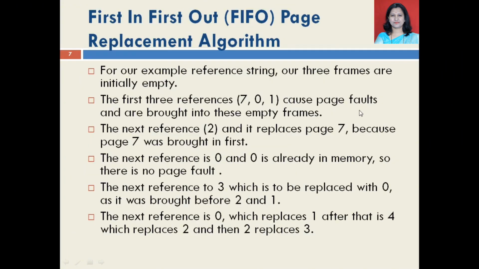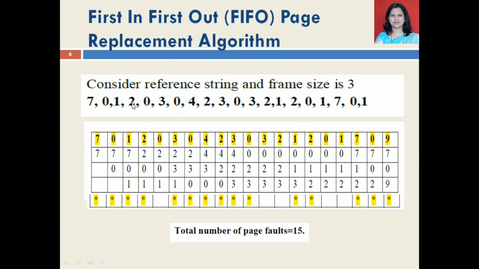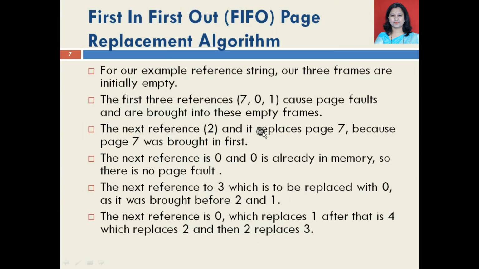So they cause the page fault and are brought into these empty frames. Again, the next reference was the 2. After the 1 there is a 2, so it replaces the page 7, because page 7 was brought in first and that was the oldest.